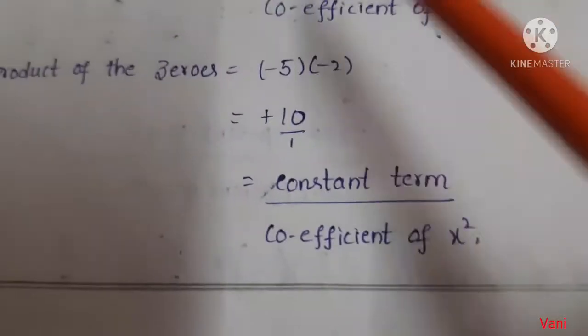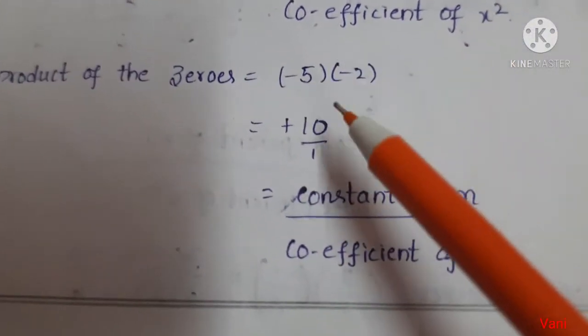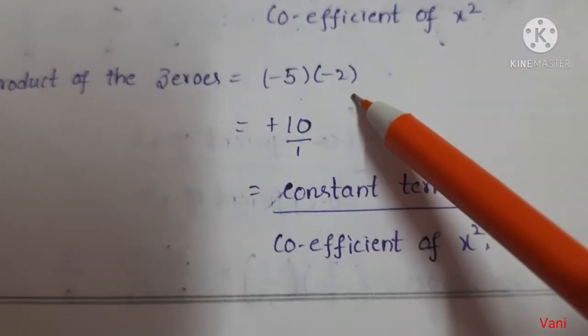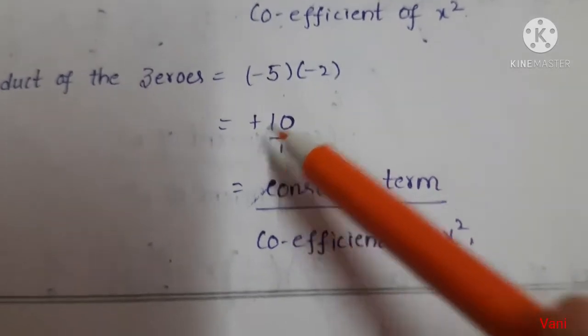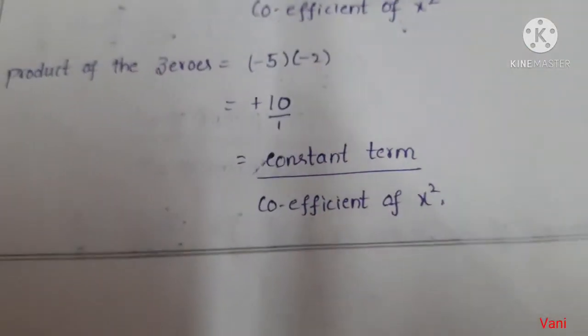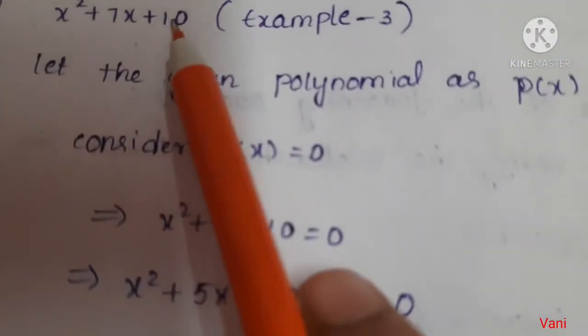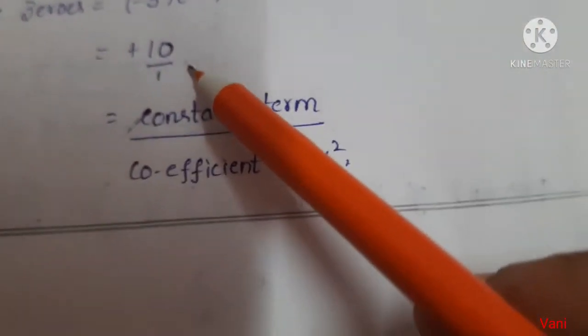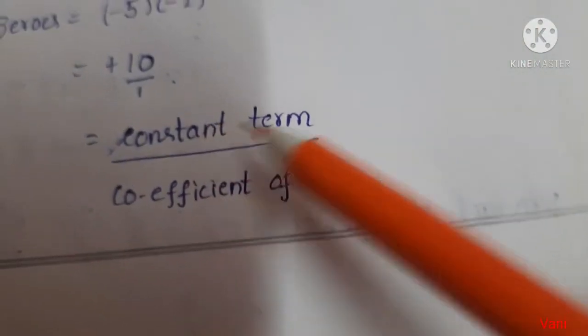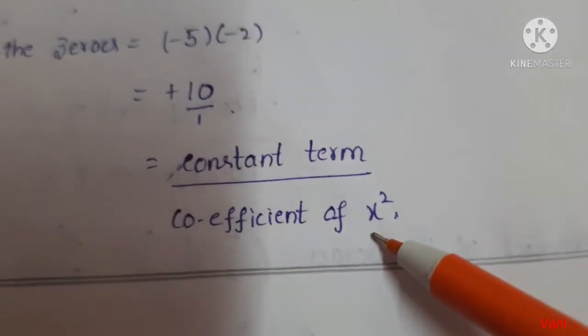In the same way find the product of the zeros. Minus 5 into minus 2. Minus into minus gives plus. 5 twos are 10. 10 can be written as 10 by 1. This 10 is nothing but the constant term in the given polynomial, and the x square coefficient is 1. So this 10 by 1 can be written as constant term by coefficient of x square.